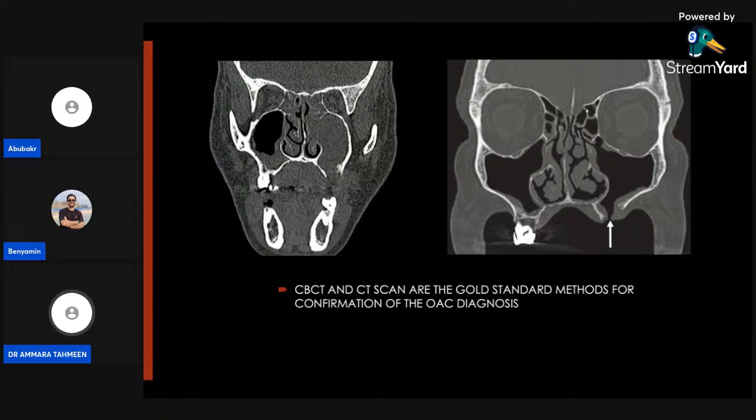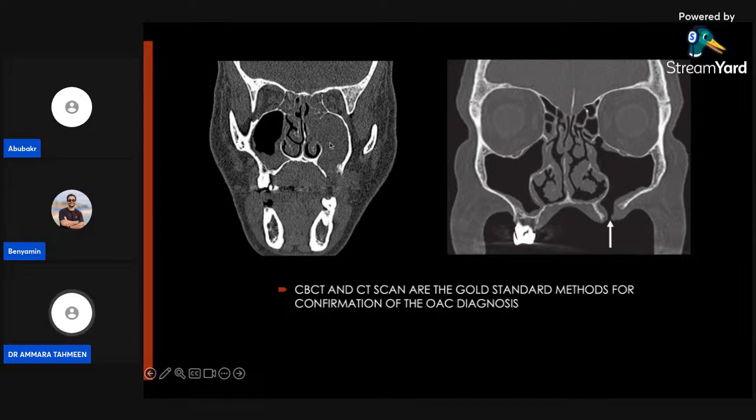As you can see in this CT scan, you can see enhanced opacity here in this left maxillary sinus region, and you can see the communication of the oral cavity with the maxillary sinus. There is a disruption of the bony floor of the maxillary sinus. As you can see, there is complete opacity, and there is a communication. So this is an acute oroantral communication.